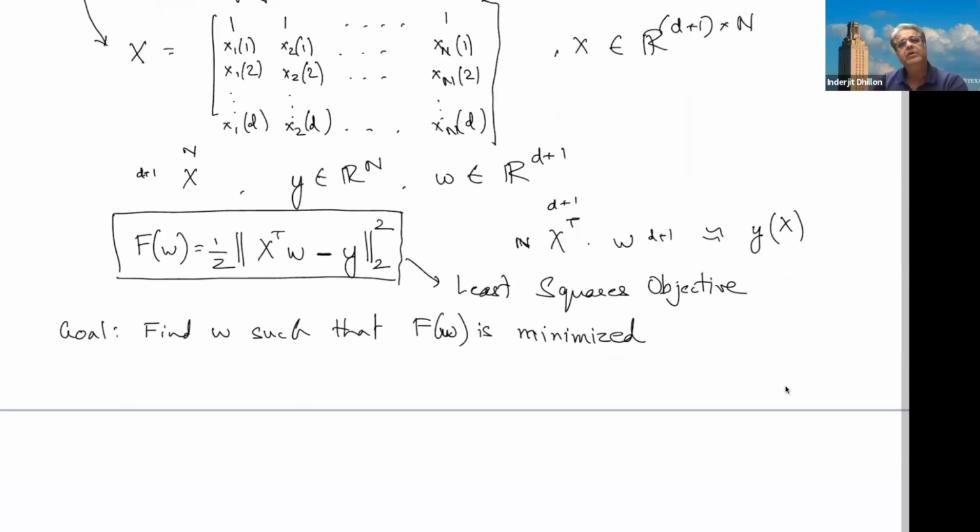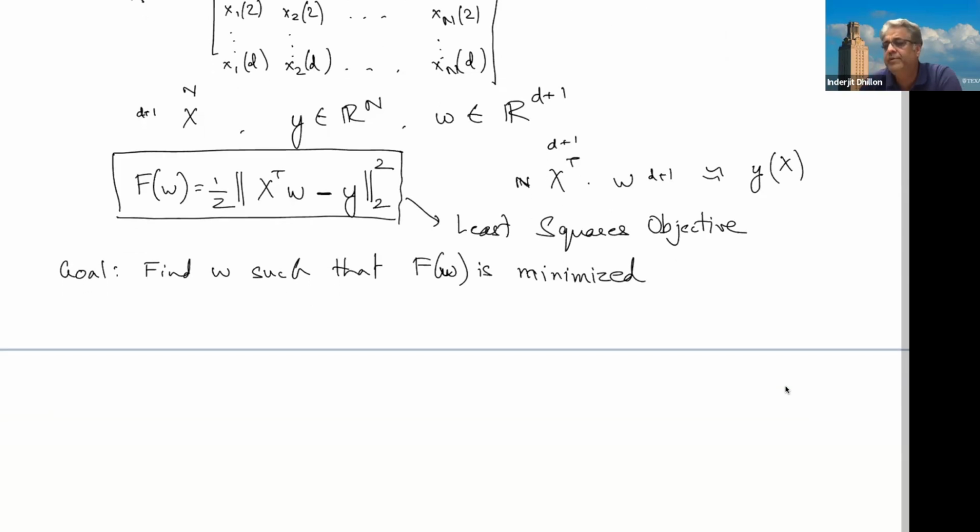So how would you do it? Well, just think about it. My W's are my coefficients, the variables that I need to figure out, and it's quadratic in W. So what do I do? I take the derivative and set it equal to 0 and solve it. Okay, so let's do that.